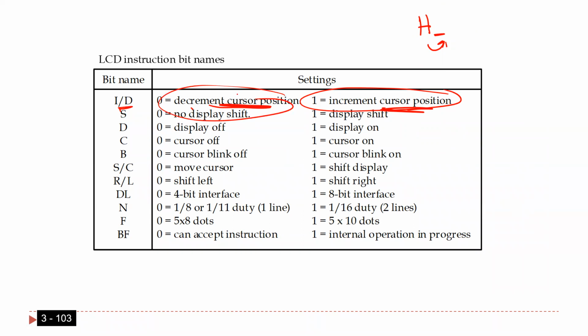For sure, as I told you, I did this one in the initialization, because I want to program the LCD. Every time I write something, I want the cursor to move to the right, not to the left. Move to the right means increment, so I have to put here 1. If you put here 0, every time I write, the cursor is going to move to the left, not to the right. Is that okay? Anyway, so this is the first bit.